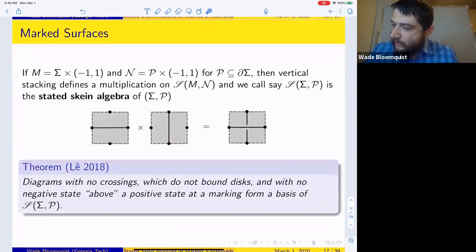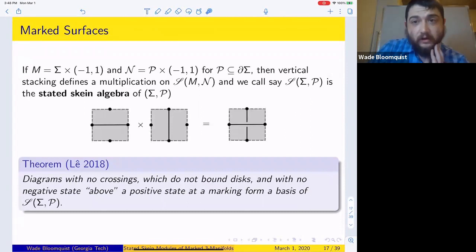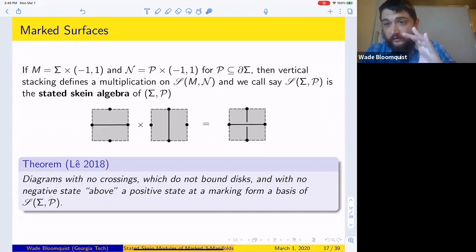Well, okay. So now marked surfaces are a great case. Just like when we had a 3-manifold, we were able to go to an algebra by looking at a surface cross an interval. Similarly here, the stated Skein algebra of surfaces is just a marked surface cross an interval to give a marked 3-manifold. And this was originally studied by Tang in 2018.